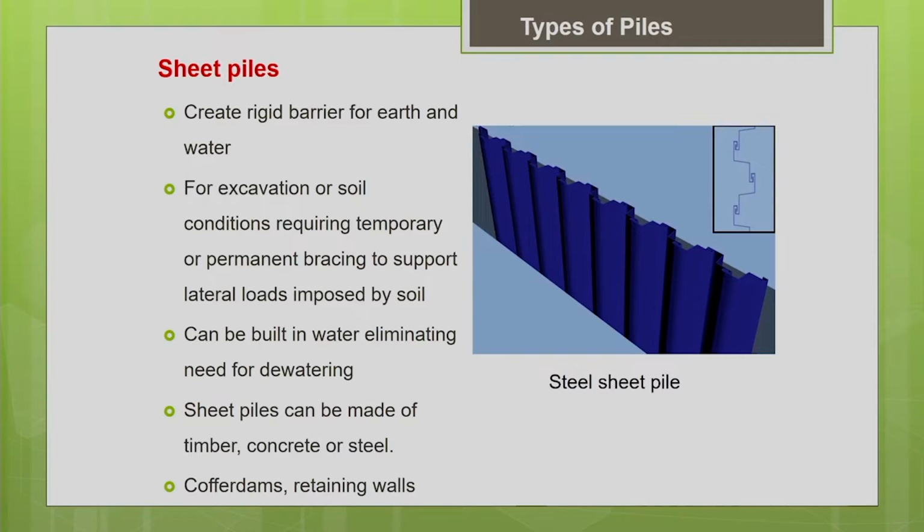They act like a rigid barrier for earth and water, particularly during excavations or trenching. To protect the trench from the collapse of soil, we go for this kind of sheet piles. For excavations or soil conditions requiring temporary or permanent bracing to support the lateral load imposed by the soil, we go for this kind of sheet piles. So, it acts like a rigid barrier supporting the lateral load from the soil.